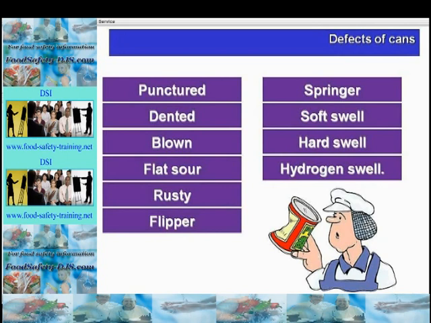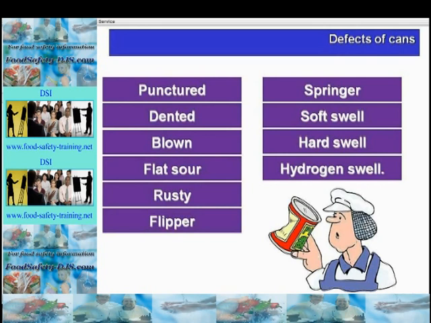It could be a springer. The end bulge goes to the other end when pressed. Or it could be a soft swell, where both ends are slightly extended. Or a hard swell, where both ends are greatly extended. It could be a hydrogen swell, where gas is produced with acid fruits. And labels missing, where the contents are unknown.